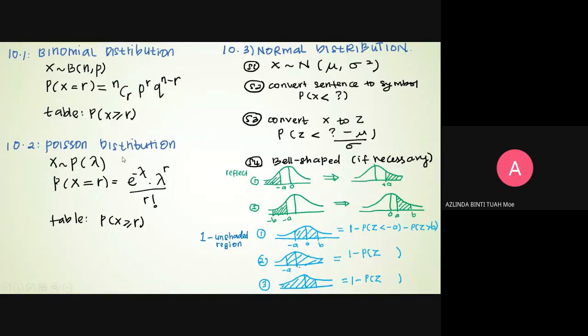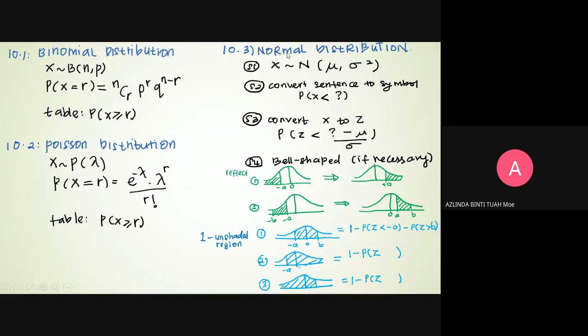Similar to Poisson distribution, the symbol of the probability must be X greater or equal to r. Then we can proceed with the table. The formula for Poisson distribution is e to the power of negative lambda times lambda to the power of r over r factorial. This is the notation for Poisson distribution, X tilde Po(lambda), where lambda is the mean or the average for event X to happen.